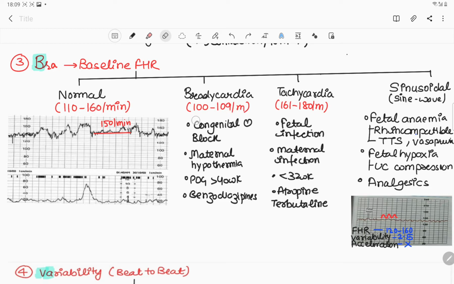There are certain conditions which can lead to bradycardia. Examples: congenital heart block, maternal hypothermia, when gestation is more than 40 weeks, and when the mother is on benzodiazepines.